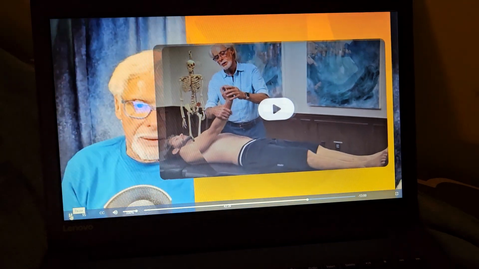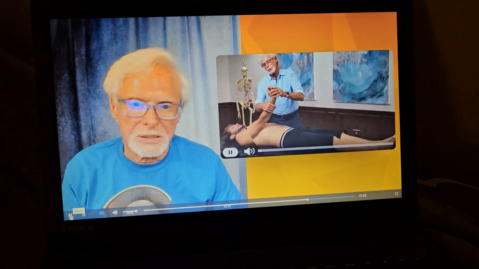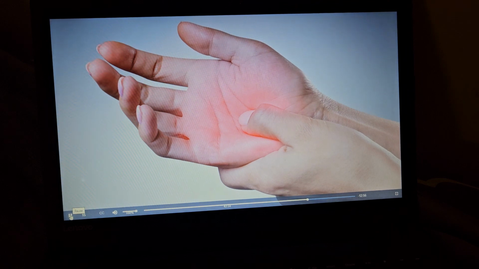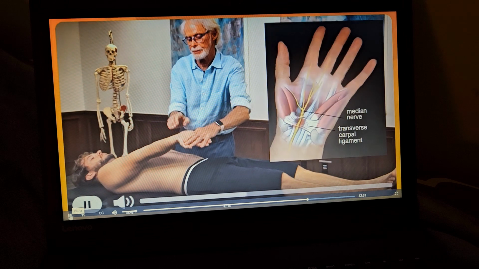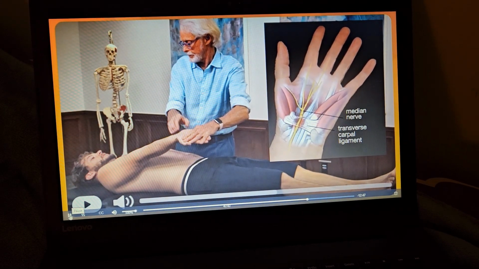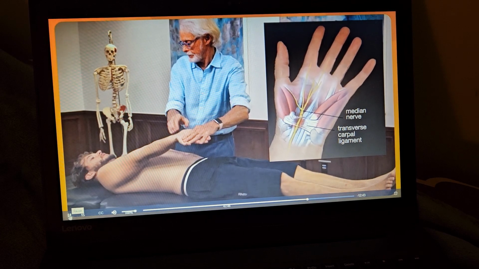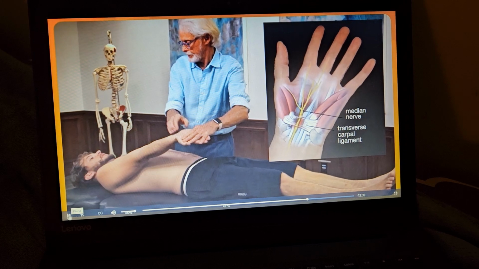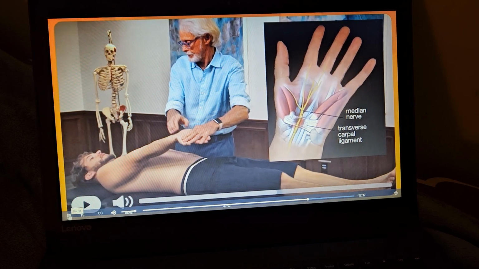Now let me see what we've got going on here. This is the median nerve, the carpal tunnel nerve. So carpal tunnel is actually the easiest of all. You just externally rotate the arm. What fingers do you have to push back? Thumb, index finger, middle finger. Then you're going to do what? Tap on the transverse carpal ligament. That's the area of the carpal tunnel.